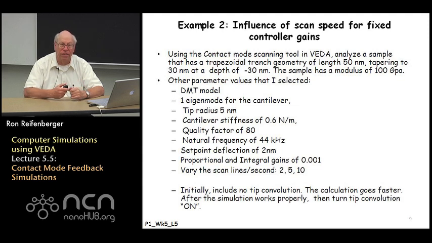Initially, I'm not going to turn the tip dilation effects on. So the tip is going to essentially have a 0 radius, but once everything is optimized, then I can go back and click that geometric convolution box, turn on the tip radius, and see what the actual topography, the AFM scan, would tell me for this particular trapezoidal trench.